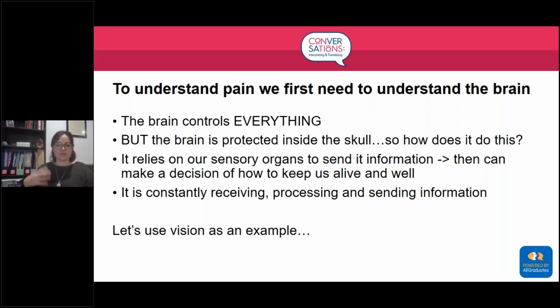It's got connections through other systems, say through to our toe, but it can't just see what's happening there. So it really relies on all of our sensory organs to send it information. Then it can make a decision on how to keep us alive and well at that stage. So it's constantly receiving, processing and sending information. Let's use vision as an example to nut this out a little bit.